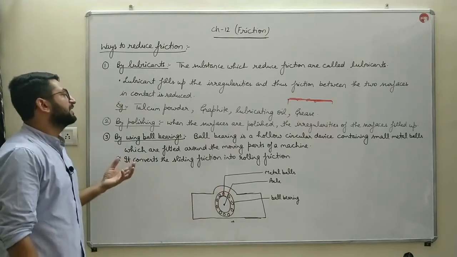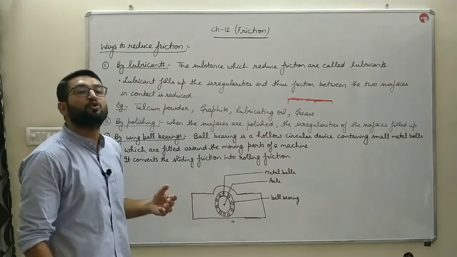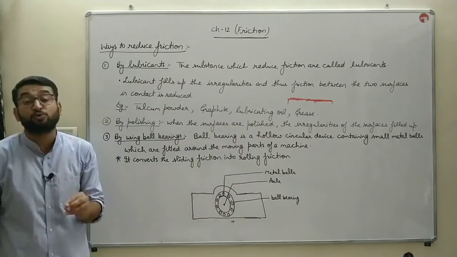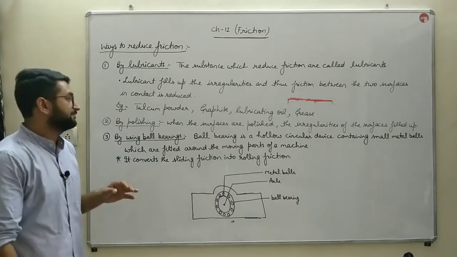Likewise, certain other lubricants like graphite and lubricating oil like mobile oil are used to lubricate the things and to reduce the friction between the two surfaces of machines.